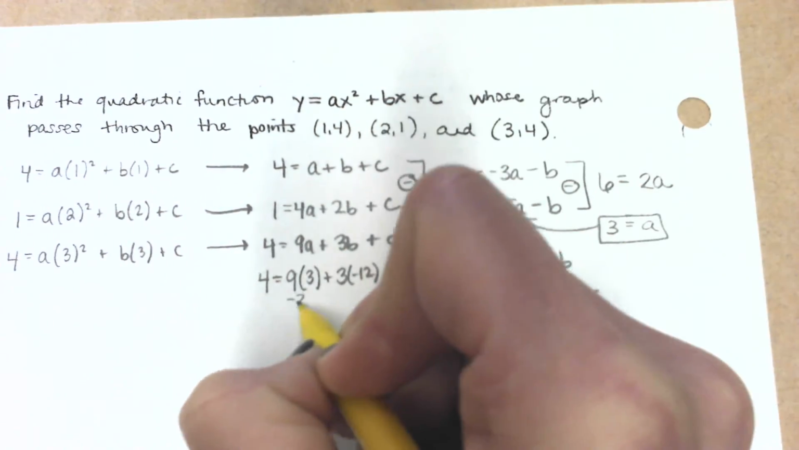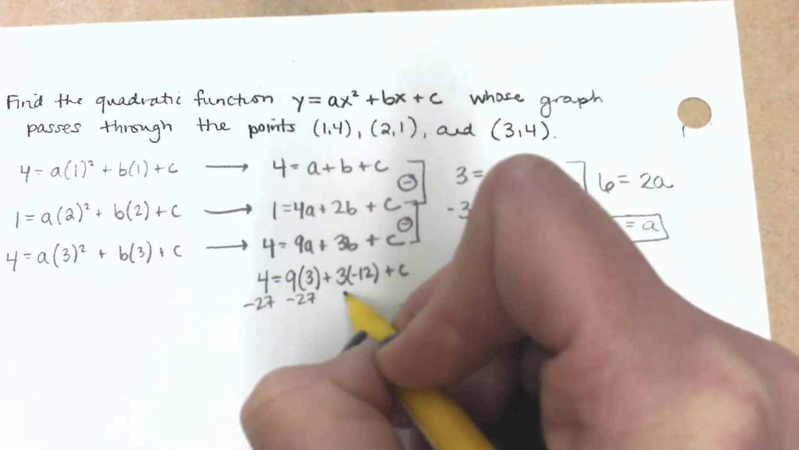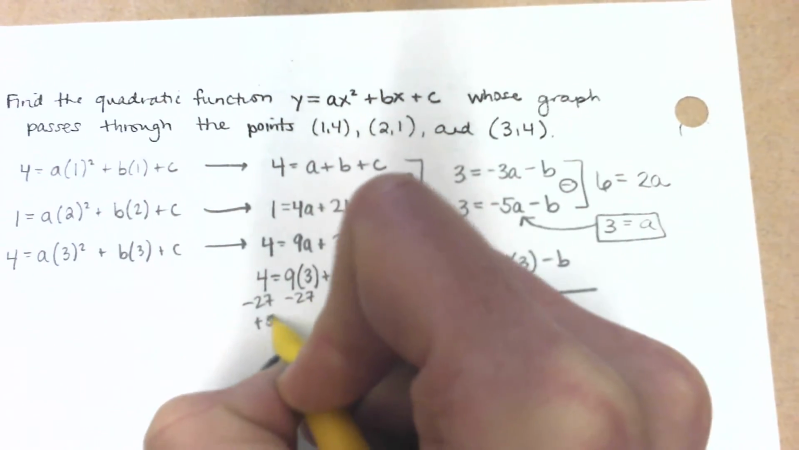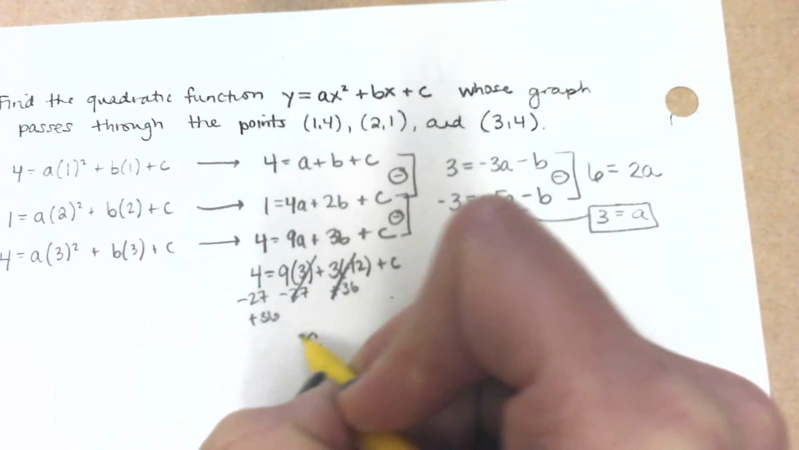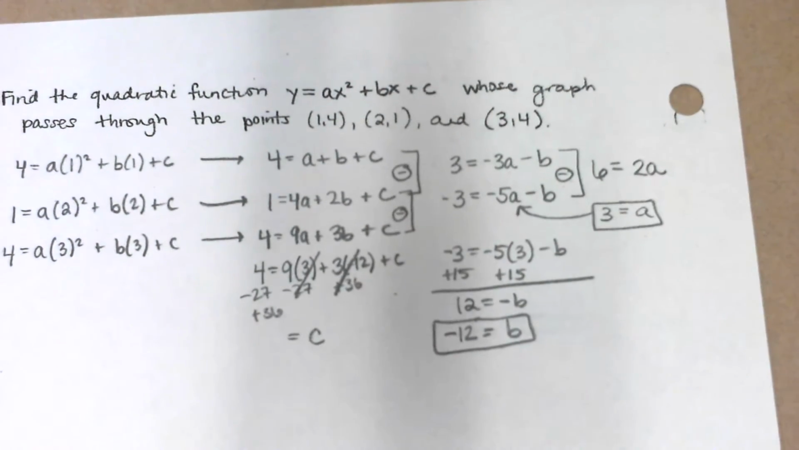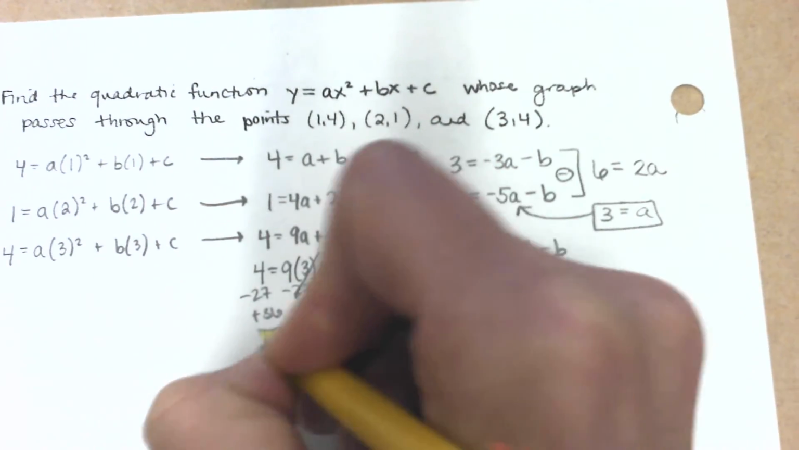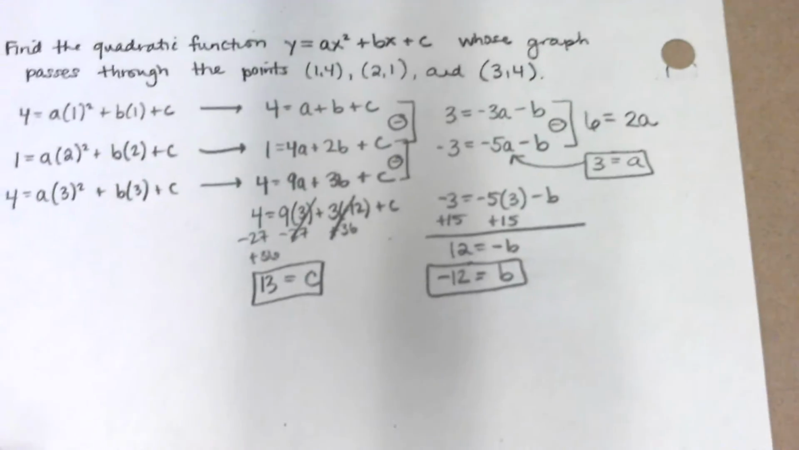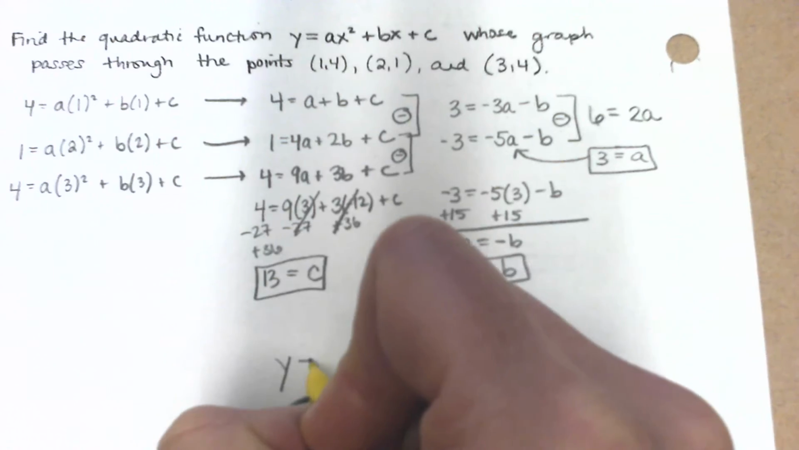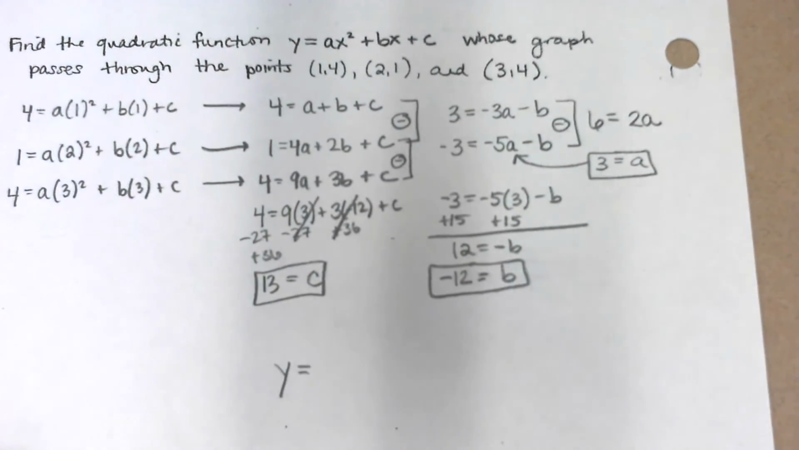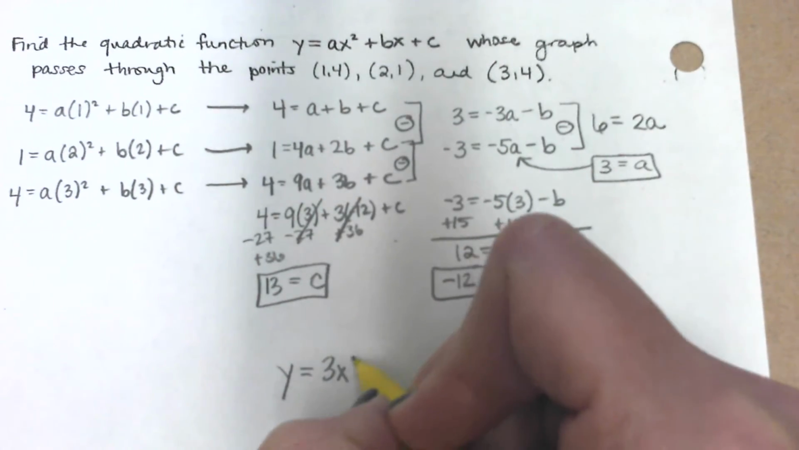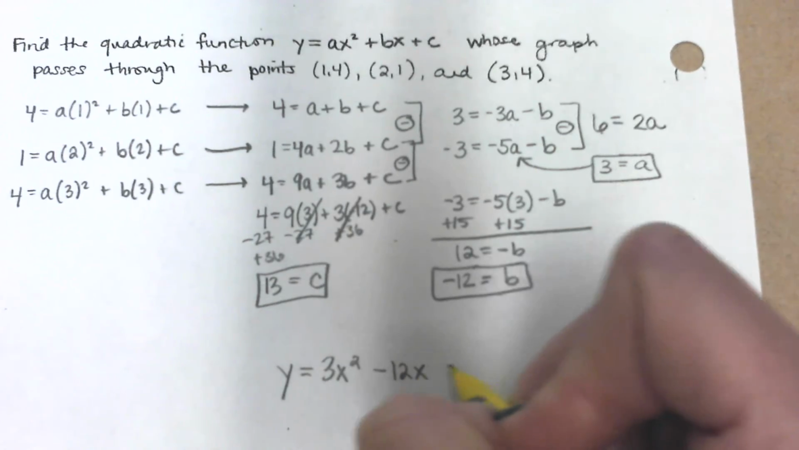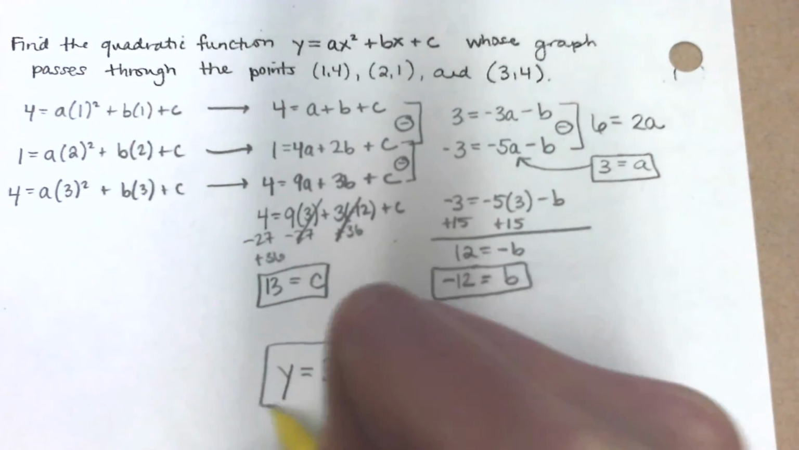So I would subtract the 27 over, add the 36 over, and I get C equals 13. So the equation of this parabola that we just wrote that contains these 3 points is y equals 3x squared minus 12x plus 13.